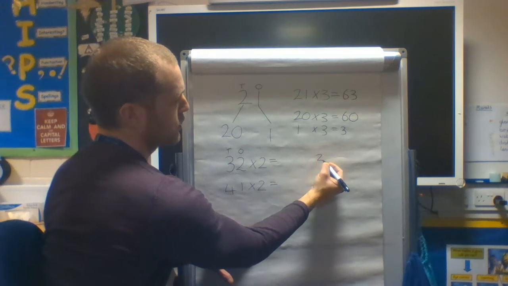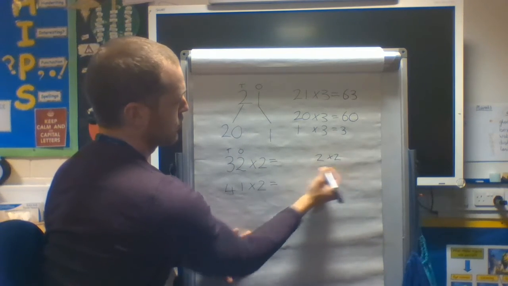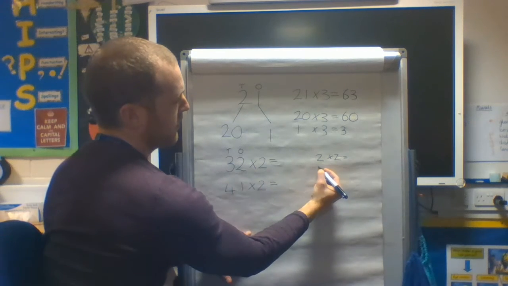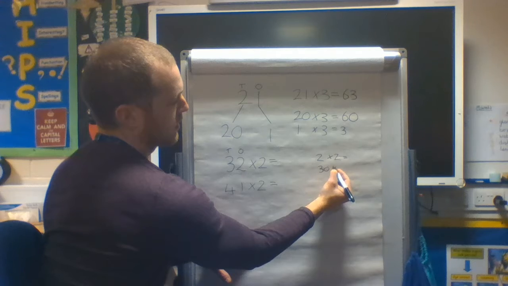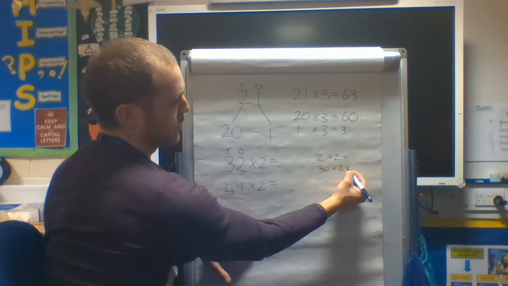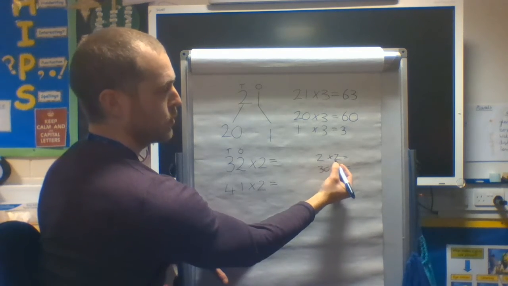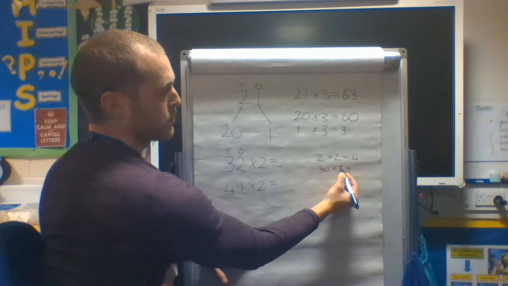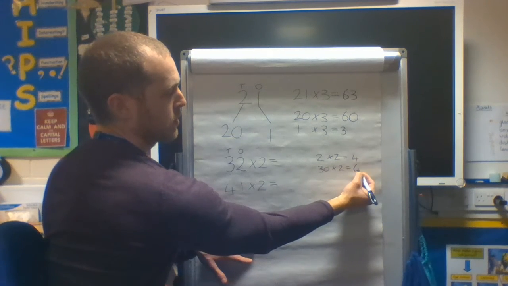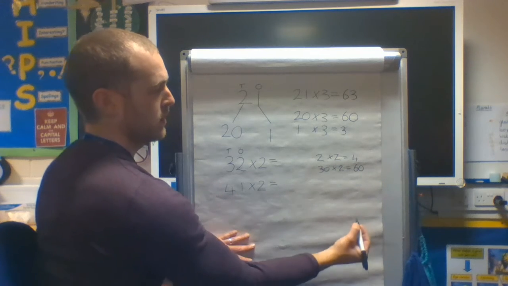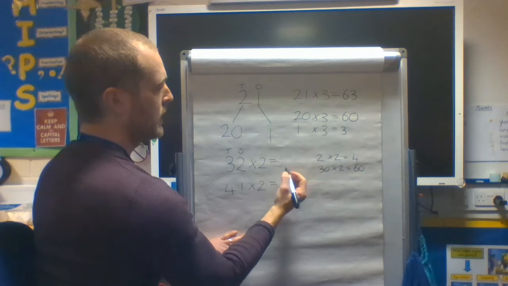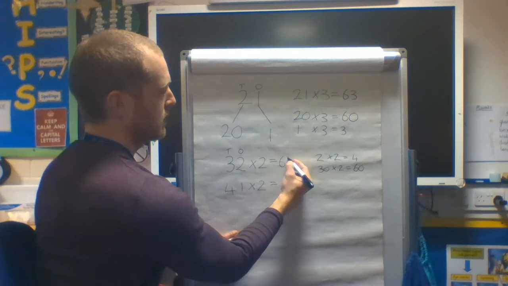2 times 2 equals, and then 30 times 2 equals. 2 times 2 equals 4. 30 times 2 equals 60. If I add these two together, 60 and 4 equals 64.